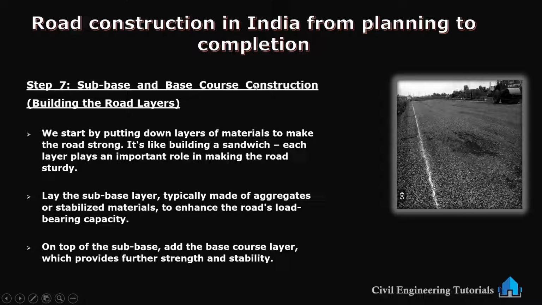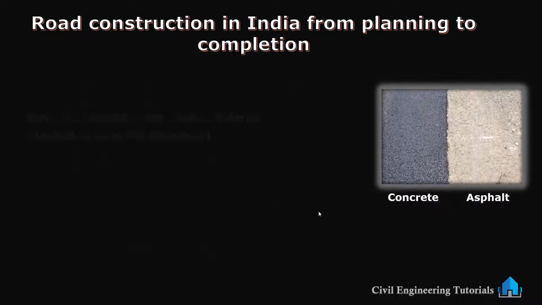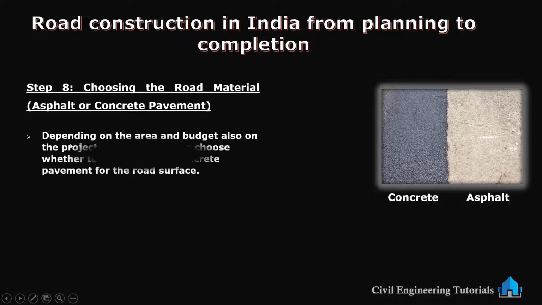So this is subbase and base course construction, that means building the road layer. This is step number 7. Now step number 8, choosing the road material, that means asphalt or concrete pavement. So you can take asphalt or concrete pavement depending on the area and budget.